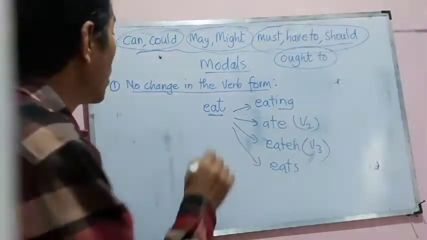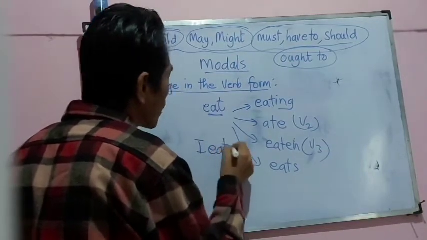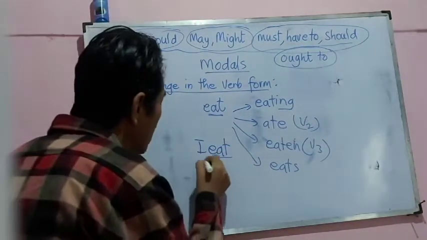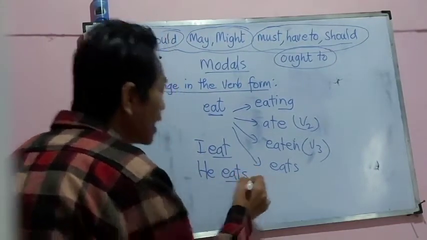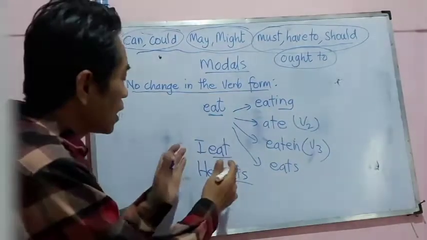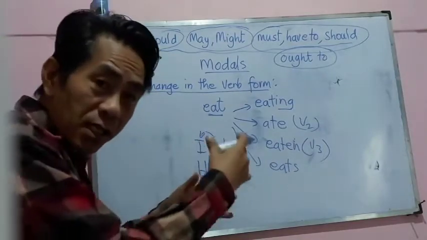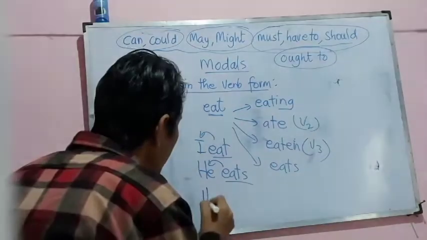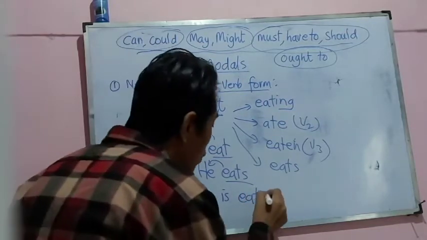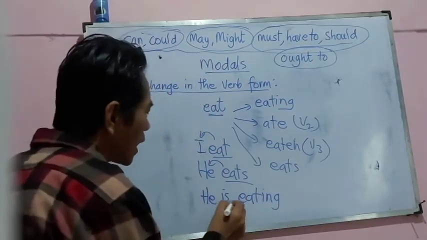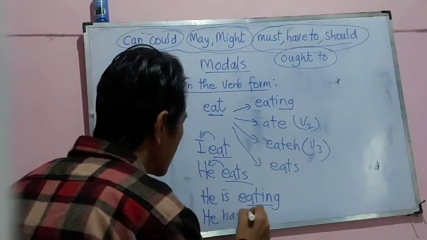For example, I eat. You can write like this. But if the subject is he, we have to add s. He eats. You got it? So you see, according to the subject, this verb form changes. He is, we cannot write it. We have to write eating. He is eating. He has eaten.